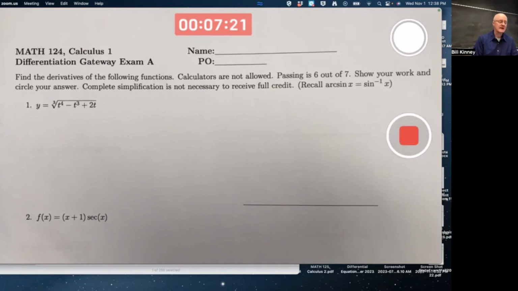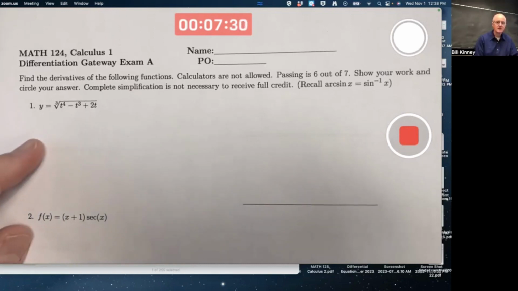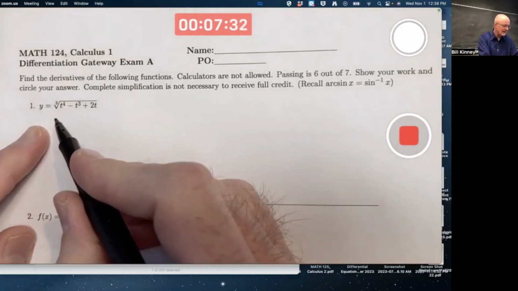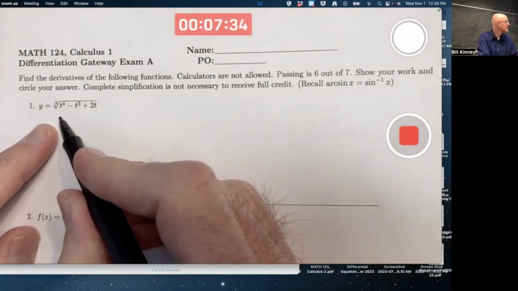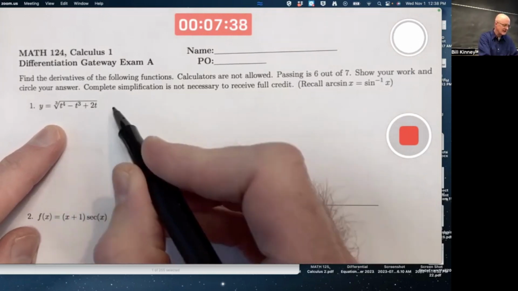Let's work through this gateway exam. And I want to emphasize places where people had trouble. What were common kinds of mistakes? So the first problem is, y is the cube root of t to the fourth minus t cubed plus 2t.